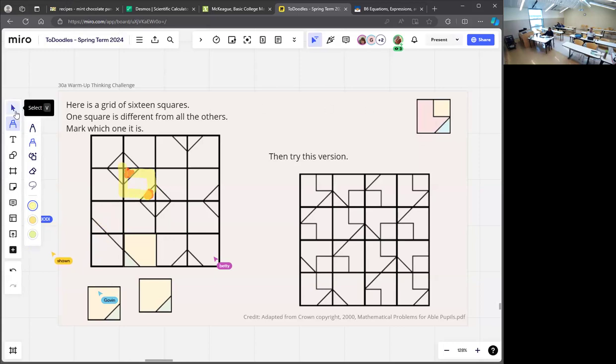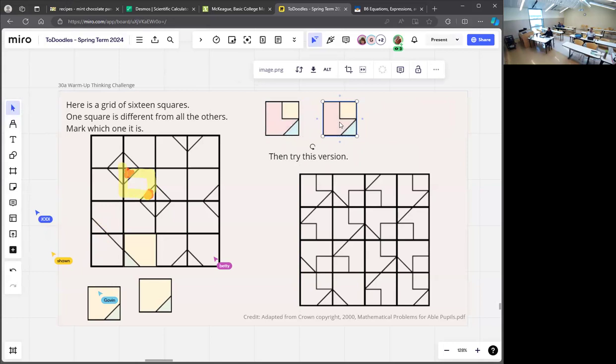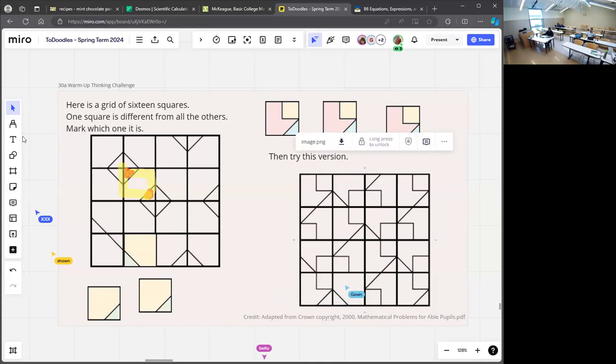So again, we can make a few copies of this if it helps you to drag it and rotate it and check things. In the second one, which one is not the same as all the others? Right on. See it. You haven't found it right away, this one here. It doesn't have a little square inside it.